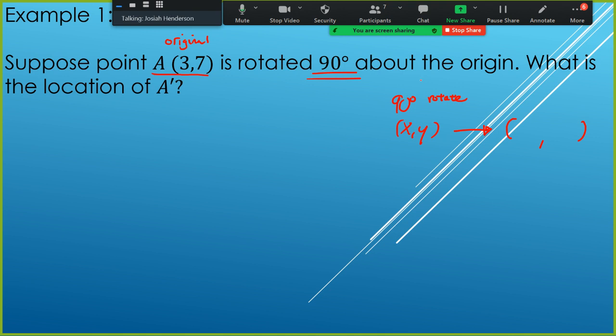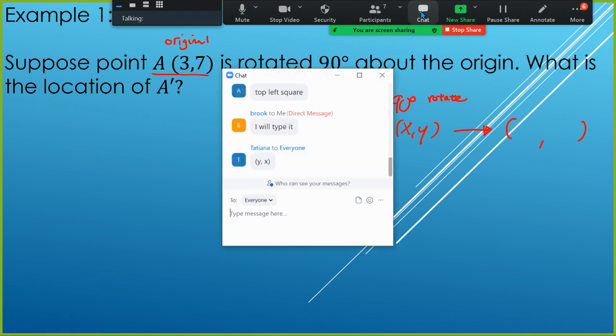No one wants to be the first to go, eh? I trust you guys have been writing down those XY rules, right? Okay, I see one chat. Thank you for answering. Who is this? Tatiana.